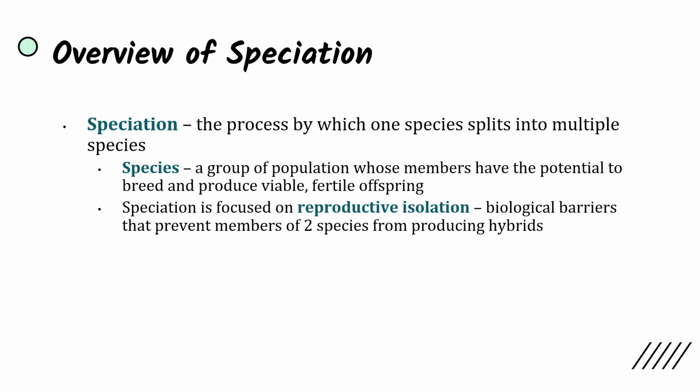And speciation is focused on reproductive isolation. And these are biological barriers that prevent members of two species from producing hybrids, which is a combination of species. So essentially, when there are barriers that prevent reproduction, then two species have been created. Because a species is a group of populations whose members have the potential to breed and produce fertile offspring. So if breeding is no longer possible, that means that you have created two separate species. These populations are no longer one species.